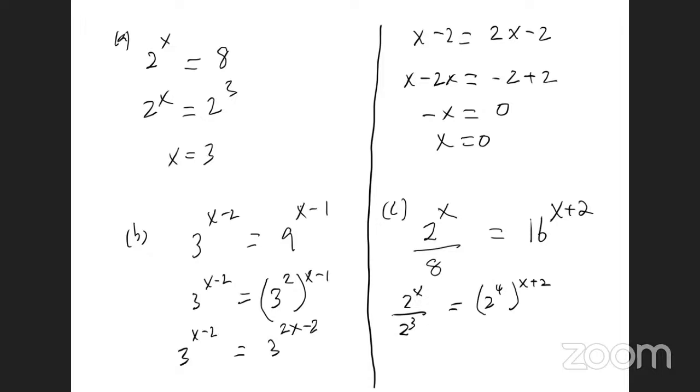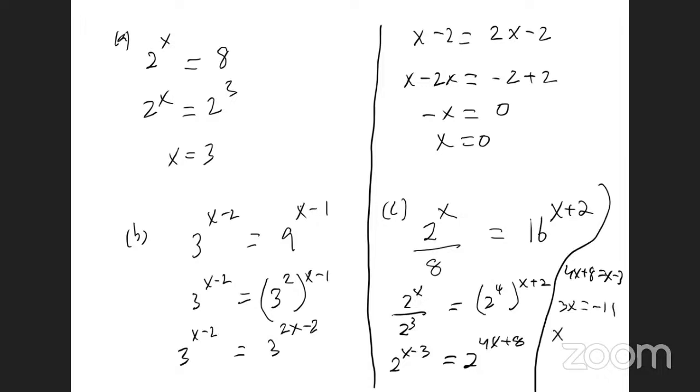All right, so we should have 2 to the x minus 3 is equal to 2 to the 4x plus 8. And when you solve it, you'll get 4x plus 8 is x minus 3. So 3x is minus 11, x is minus 11 on 3. Anybody get that? Minus 11 on 3? Trouble? Can you follow this line here? You got it? Right, nice.